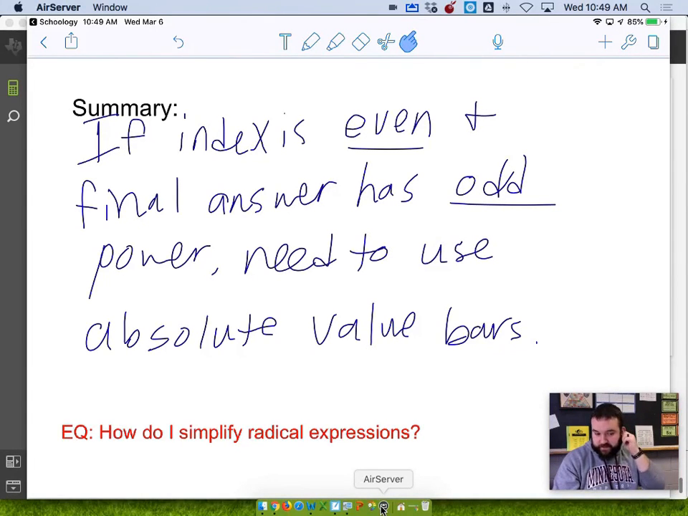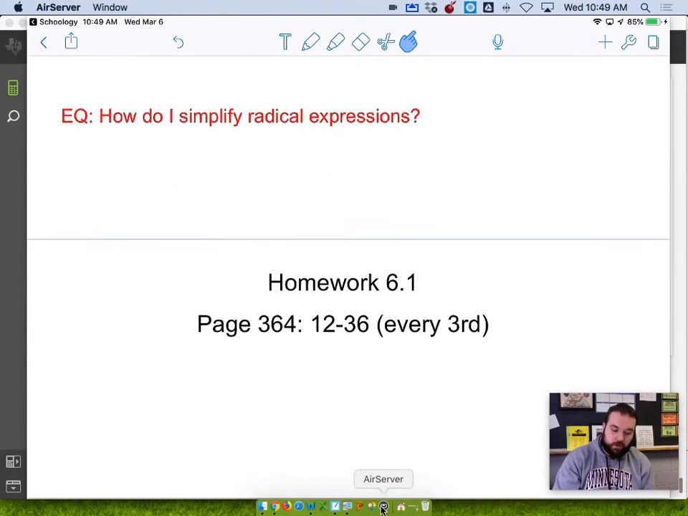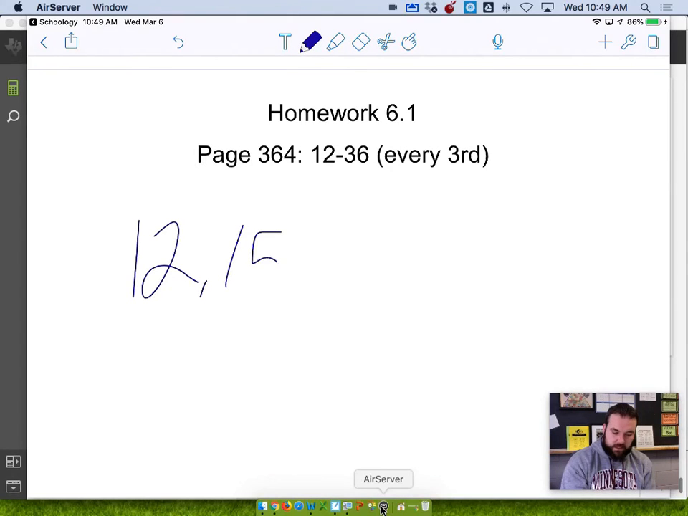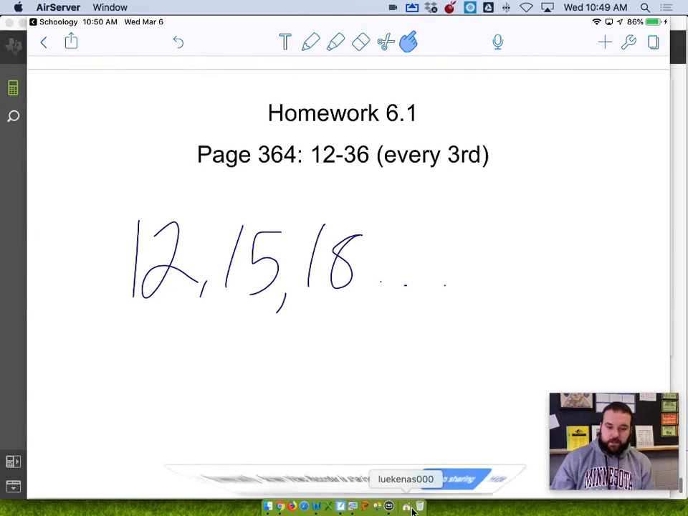So that's kind of where we start with 6.1. Your homework is out of the textbook, page 364, 12 through 36, every third problem, meaning you do problem 12, then 15, then 18, and so on. If you want extra practice, you can do them all, but that's all I'm checking. So, yeah, that's the end of section 6.1.